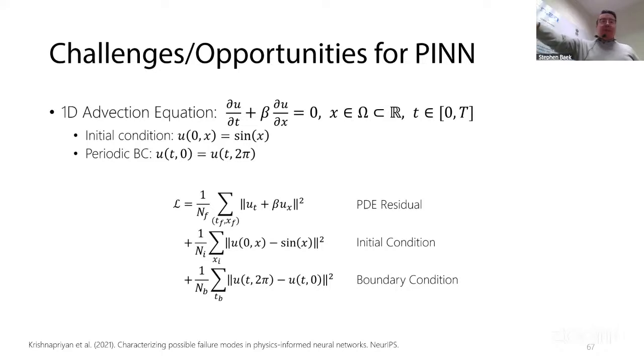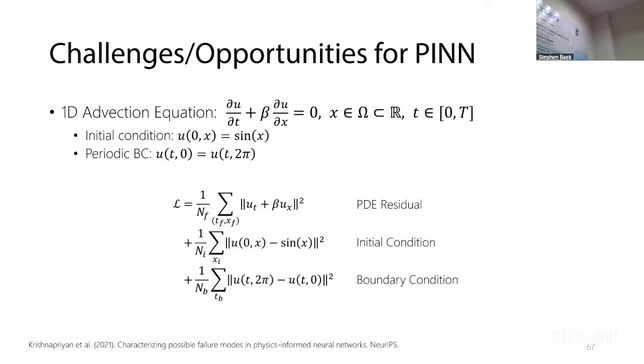So here is one particular paper by Krishnapriyan et al. in 2021, where they investigated PINN more, and they came up with a set of benchmark test problems to reveal pros and cons of PINN. One of the benchmark problems that they came up with is the 1D advection equation.